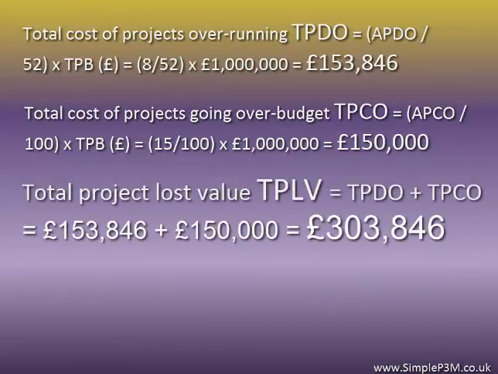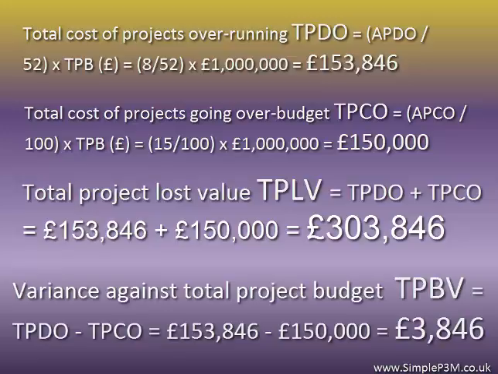This then gives us a total project lost value as the sum of these two figures, in other words 153,846 plus 150,000, which makes 303,846, whereas the total project budget variance is the difference between these two values, which is 153,846 minus 150,000, which equals just £3,846.